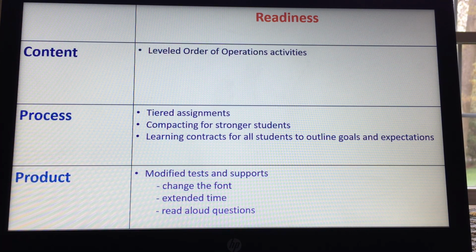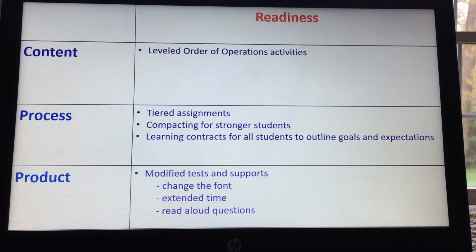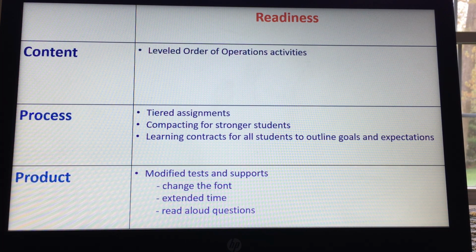Readiness is leveled content or tiered activities. In particular, I reference order of operations activities. This is one that I use primarily. The assignment is tiered into 2-step order of operations, 3-step order of operations, and multi-step order of operations to push students who are excelling at the concept. As I mentioned, I use tiered assignments frequently in this unit.